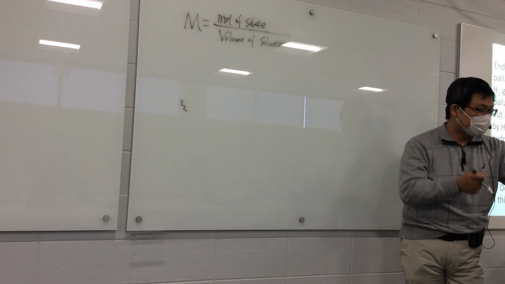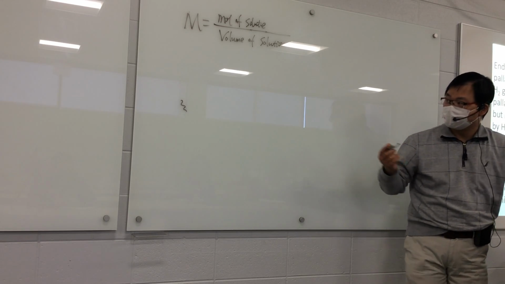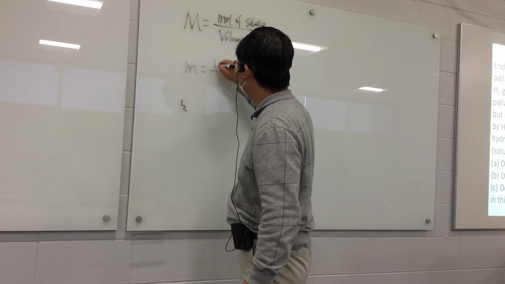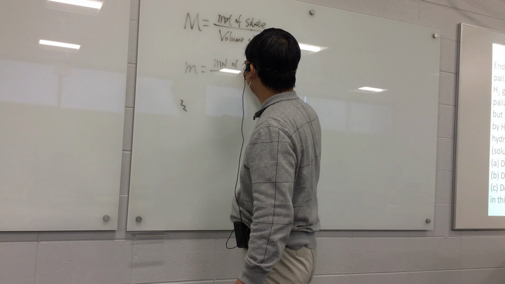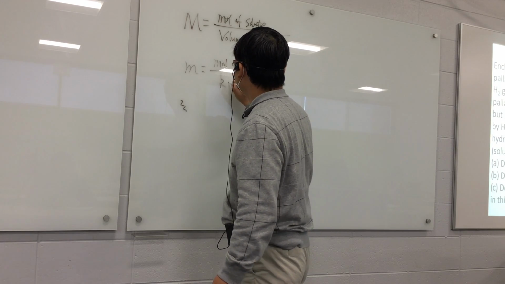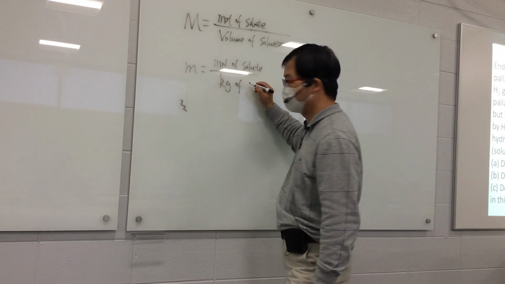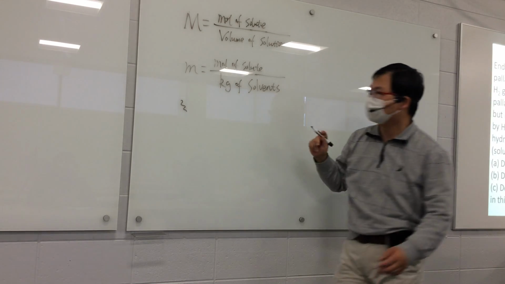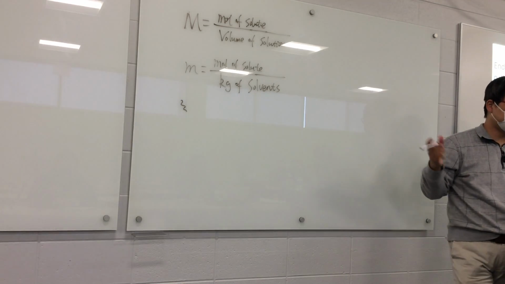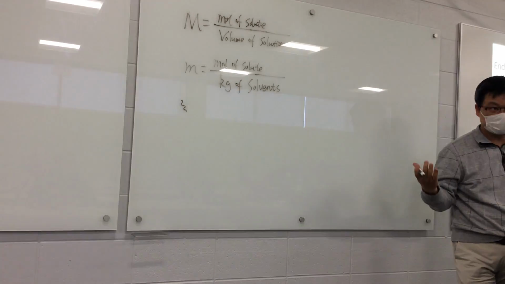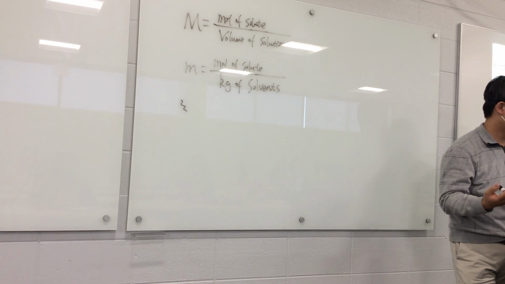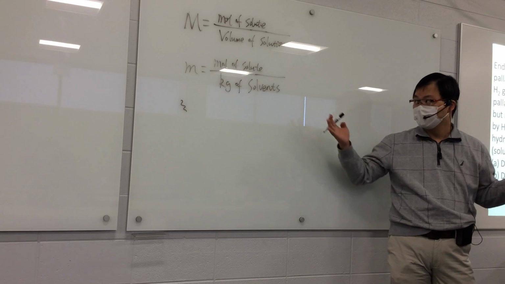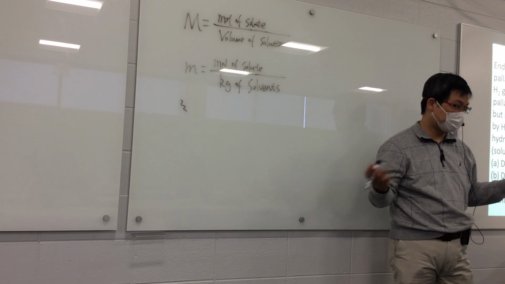So that's the reason we need to use molality. For molality, we use a lowercase m. Moles of solute divided by mass, kilograms of solvent. As you can see, molality is independent of what? Temperature, because if you change the temperature, the mass of the solvent does not change.